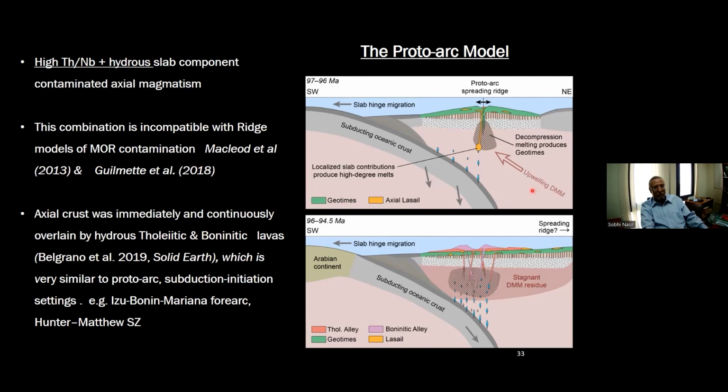And they built this model for the subduction. And here we have the proto-arc spreading ridges, where the different magmas, the Geotimes magma and Lasail volcanics, are being erupted. So here we have the Geotimes, which is more MORB-like magma, and Lasail and Alley magmas are mostly tholeiitic to calc-alkaline in composition.